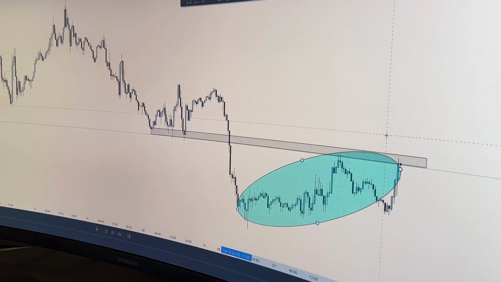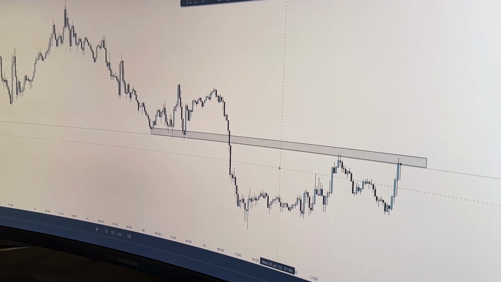Notice how these two phases are different, okay? We have a nice impulsive move followed by a correction, okay? And this correction is our retracement. And that's where our Fibonacci Retracement tool comes into place.